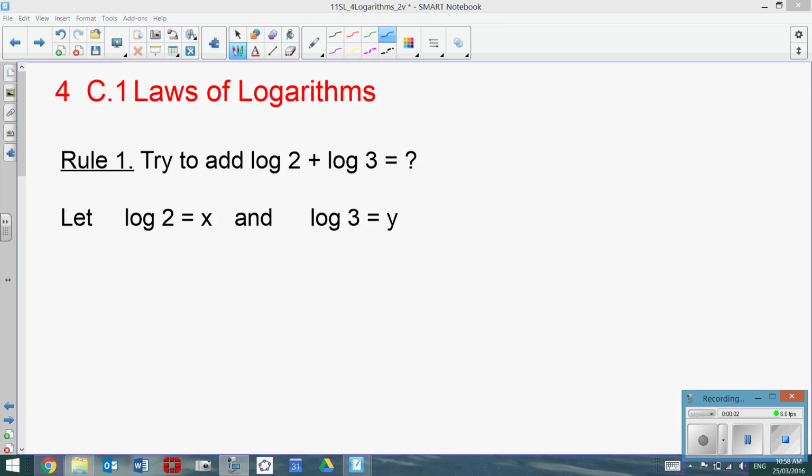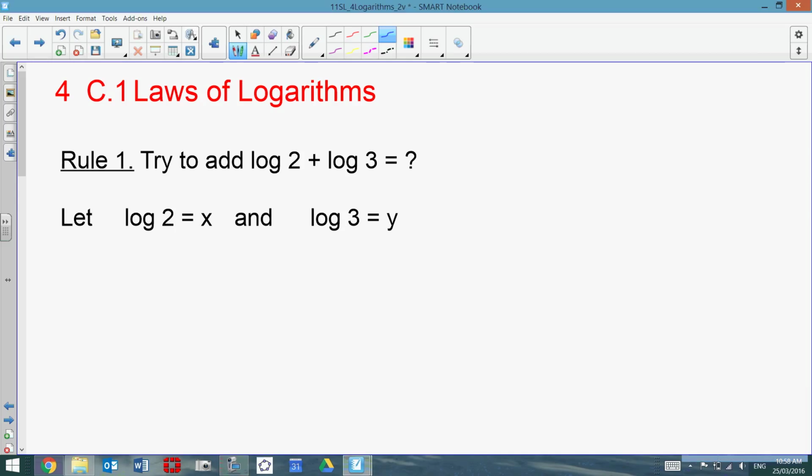Hi, IB. We're going to go ahead and talk about a couple rules for logarithms now that we have a basic understanding of what a logarithm actually is. So let's now talk about our four operations: addition, subtraction, multiplication, division. How would we take, for example, log 2 plus log 3? What would that actually wind up being?